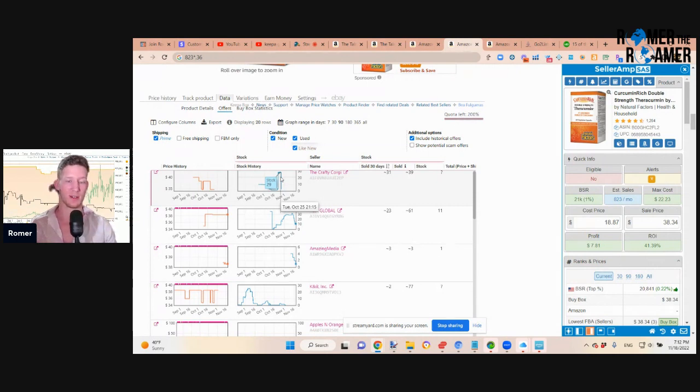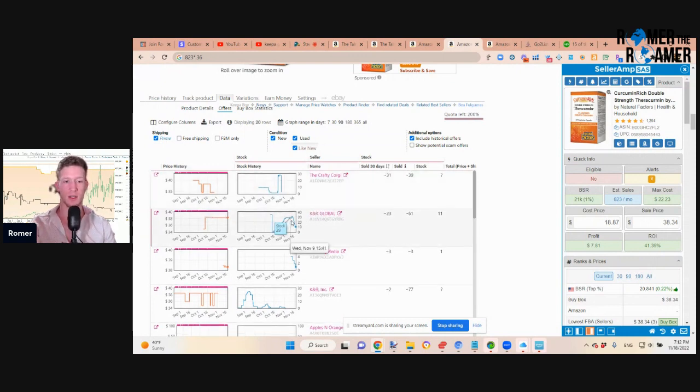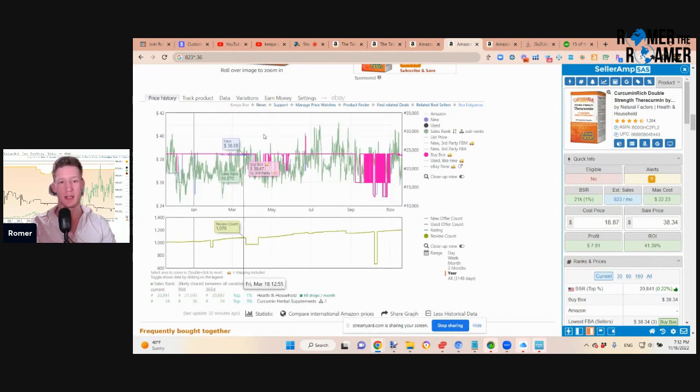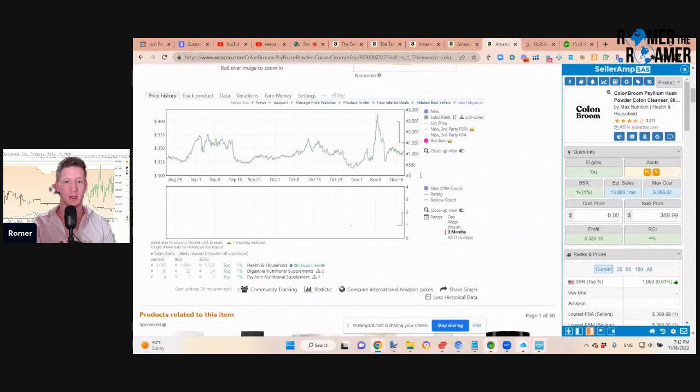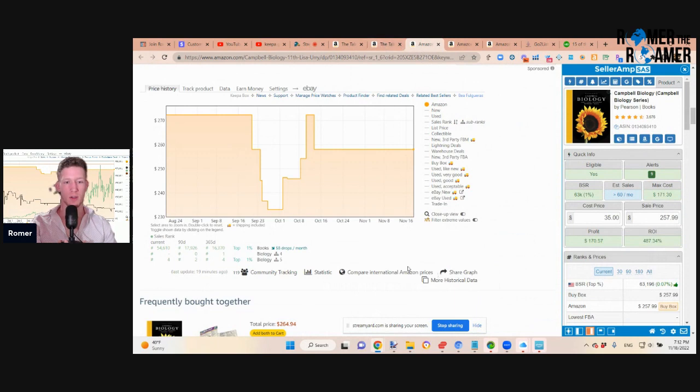And the stock history does not 100% indicate sales, but if their stock is changing, it's a pretty good indicator. Hey, these items are probably selling. The next way, and this is my favorite way to determine if an item actually sells or not, is looking at the number of sellers, the volume of the number of sellers.